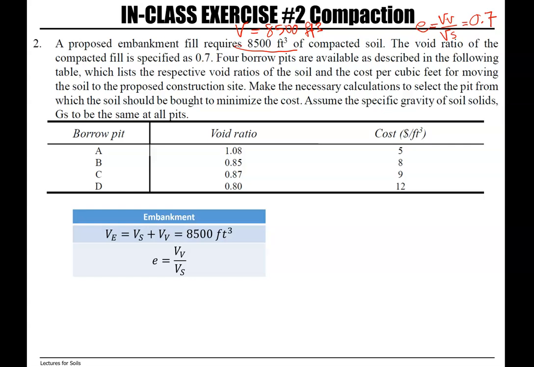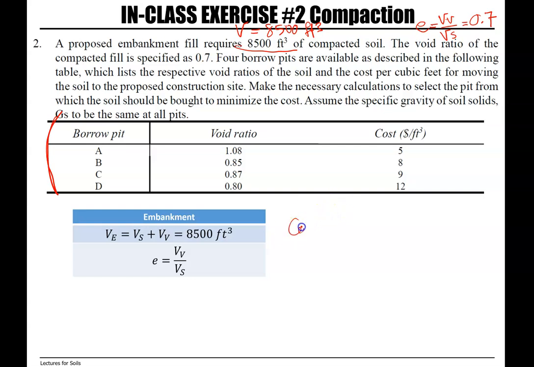We have 4 borrow pits that are available with this information. We have pits A, B, C, D, the void ratio of material in each pit, and the cost of bringing material from each one of these. We want to see which one is the most cost-effective option. We want to bring soil from these borrow pits, and we want to see which one will be the most cost-effective option.